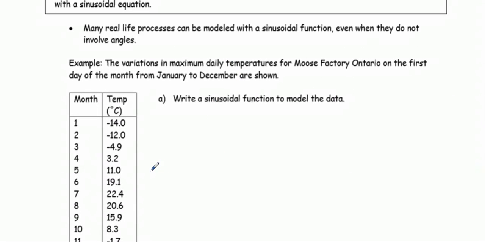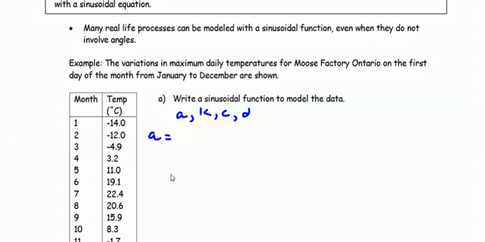The variations in maximum daily temperature for Moose Factory, Ontario on the first day of the month from January to December are shown. Write a sinusoidal function to model the data. Okay, so if we're being asked to model with a sine function, we know that we can pick either sine or cos, and we're going to have to find the A, the K, the C, and the D. So let's start with the A.